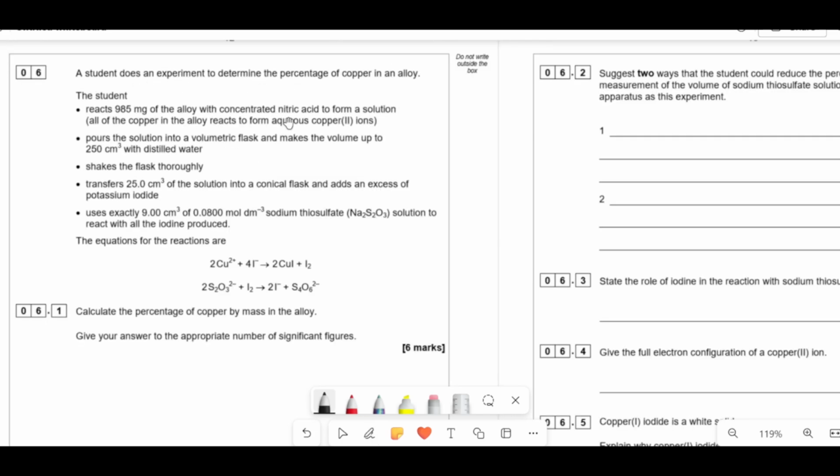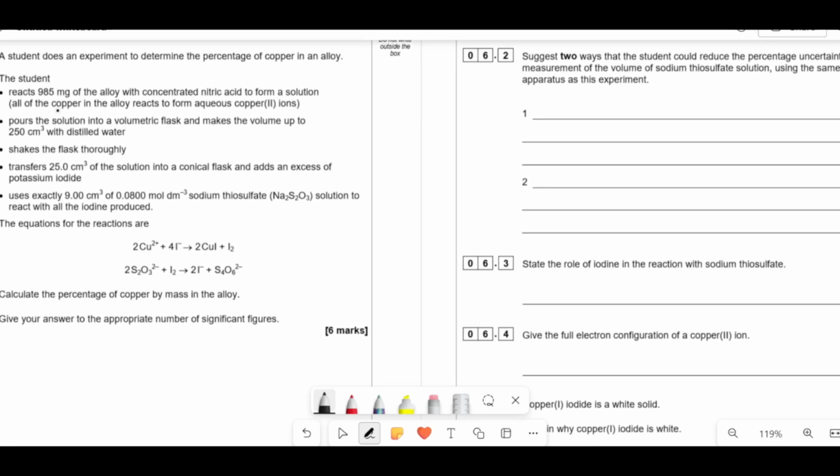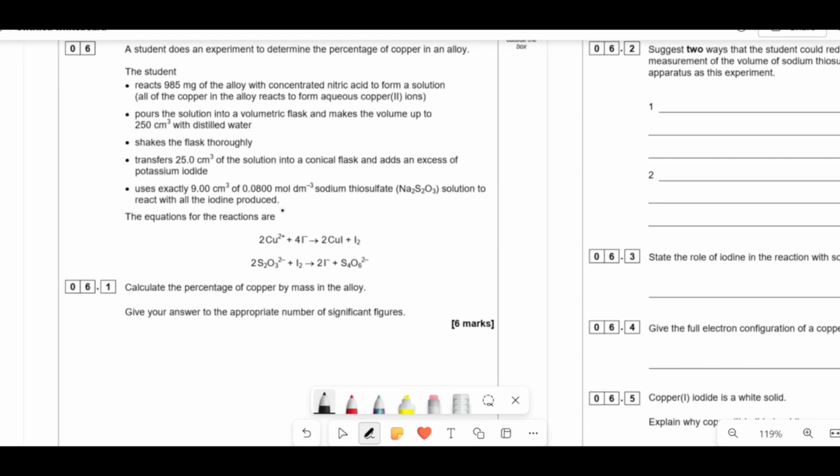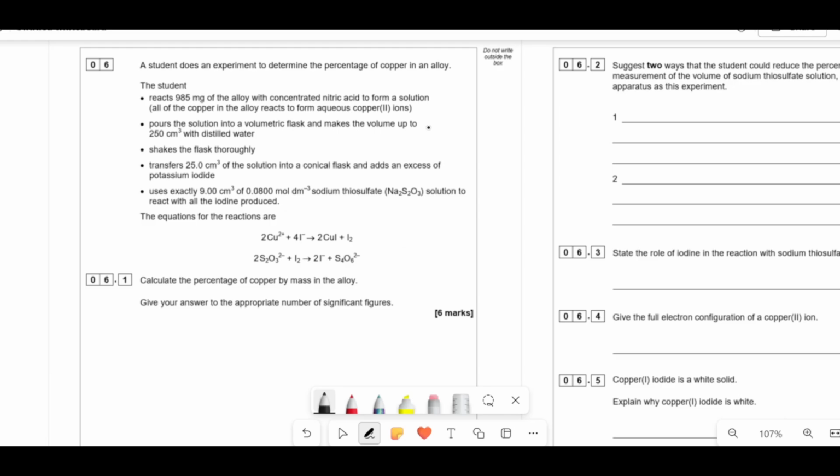A student does an experiment to determine the percentage of copper in an alloy, and if you've seen my other videos, you could tell that I complain about this a lot. There's no way to do this other than reading the question and using reading comprehension. If you absolutely do not know what to do, then work out moles blindly, fine, and you might get some method marks. However, if you're going for the home run, there is no way to do this other than just reading the question and making sense of what's happening.